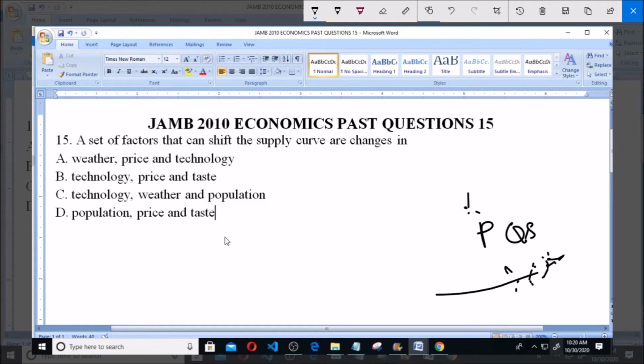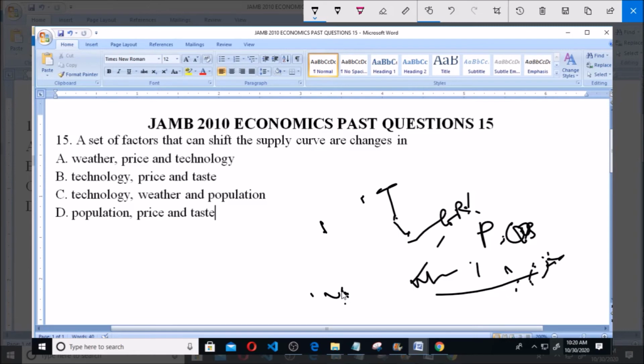So among the factors affecting supply are price, level of technology, cost of production, government policy, weather, taxation, price of other commodities, and number of producers and natural disasters.